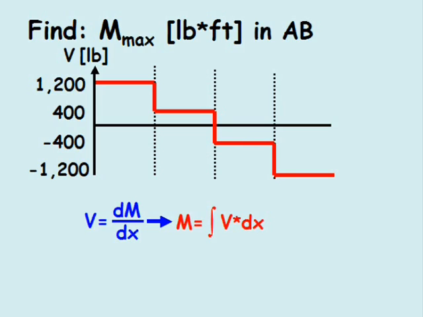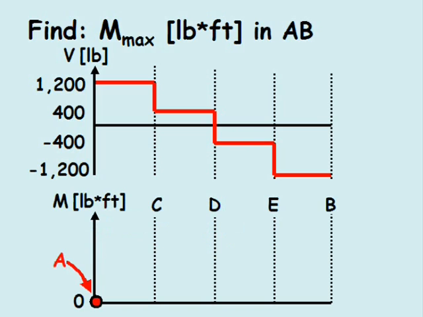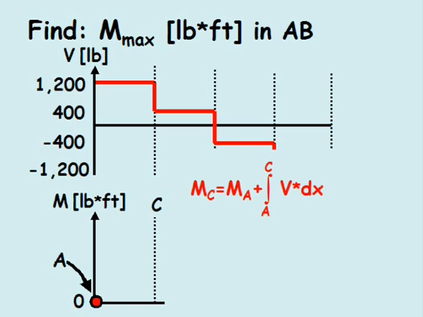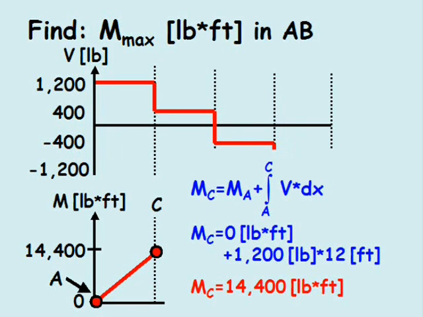Since there is no moment in the beam at the pin connection at point A, the moment at point A equals 0. Since the shear is constant between joint A and point C, the moment at point C can be calculated as the moment at joint A plus the integral of the shear force in the beam over the length of the beam from A to C. The moment at point C equals 14,400 pounds-feet.